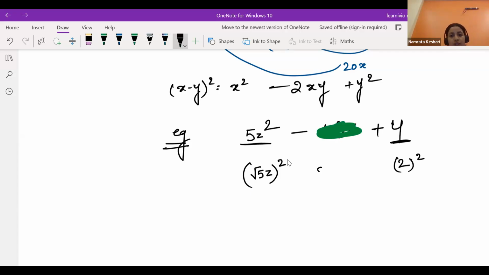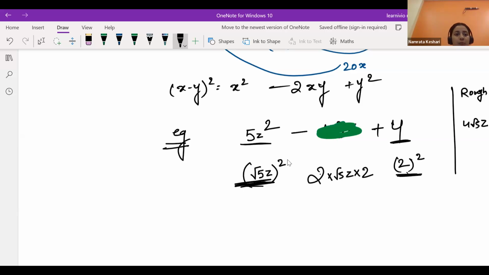So 2 into x. X means the first term. That means this one. Y. That means the last term. This one. And you will do the multiplication in the rough space. So 2 into 2, 4. 4 into root 5. 4 root 5 z. Now you will get back to your question. And you will see, is that the same term present over there? So can you see it is the same term? Getting it? Yes, ma'am. Okay. That means we have broken it.